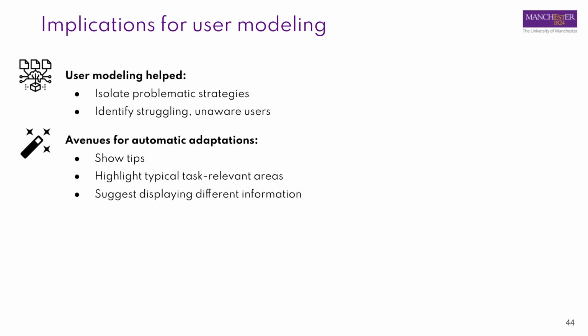Our interaction analysis and user modeling helped us isolate problematic strategies and, more importantly, helped identify users who were struggling but were unaware. These can open up avenues for automatic adaptations by showing tips in real time to the users, highlight typical task-relevant areas, or suggest different actions, such as displaying different information to the one presented.